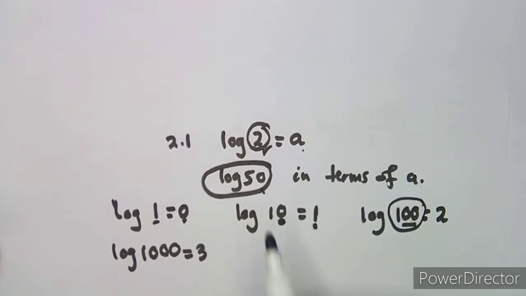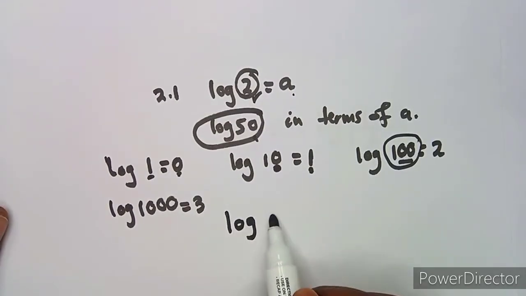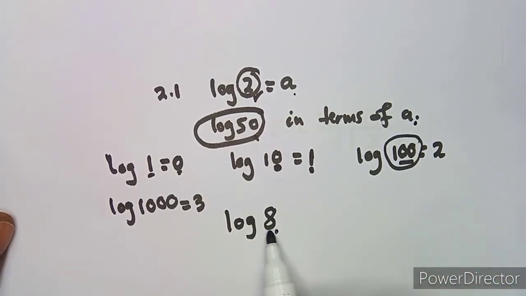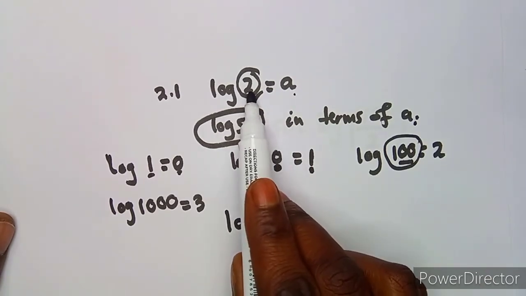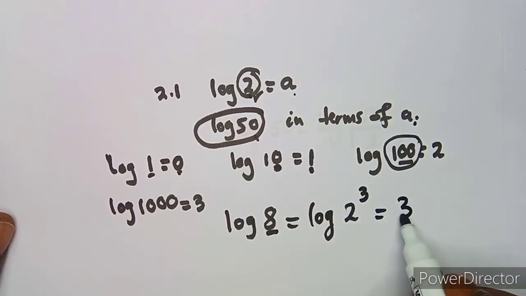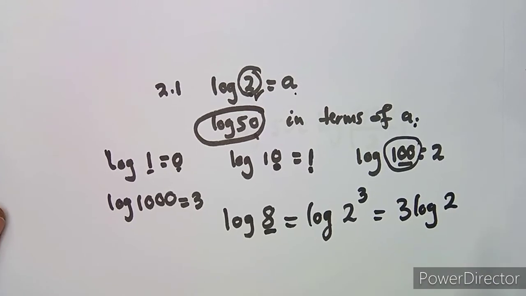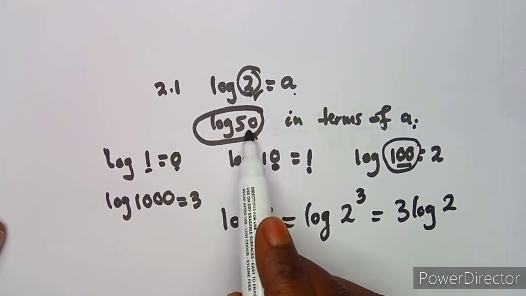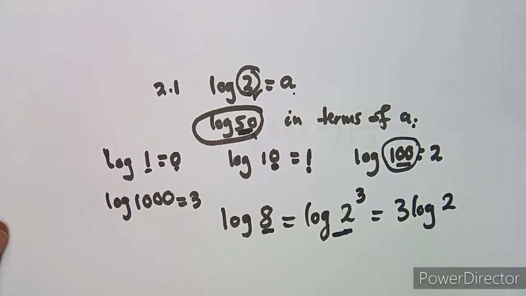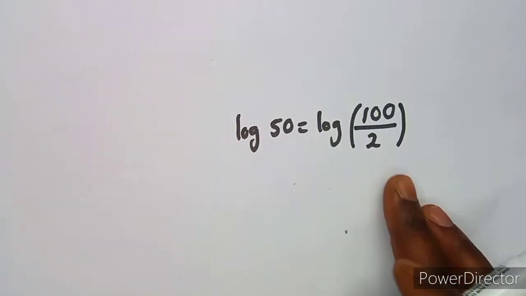Guys, what I'm trying to say is, if this question was asking us to find log 8 in terms of a, we were not going to do all this, because 8 can be found directly from 2, the one that we are given. It is the same as log 2 to the exponent of 3, which is 3 log 2. You just substitute a in place of log 2, so it's going to be 3a. But this time it's impossible for us to express 50 from 2 like this. That is why you have to look for other numbers. But for log 50, it's different.